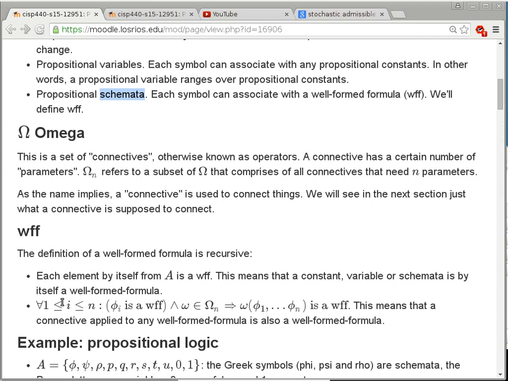Is that making any sense? Because it is a recursive definition. You can always make something that is bigger and bigger and bigger out of the connectives. So that's why the connectives, the stuff that is in the omega set, is really important, because that is what makes this system dynamic. You can create more and more well-formed formulae.